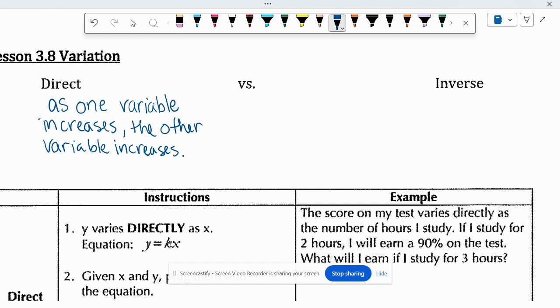Okay, so as one variable increases, the other increases. Like, for example, the longer you study, the better your test score is. Maybe that's not necessarily true. The farther you drive, let's talk about this one. The farther you drive, the more distance you cover, right? The longer you drive, the more distance. But what about this? What if I compare the time that I spend driving to the amount of gas in my gas tank?